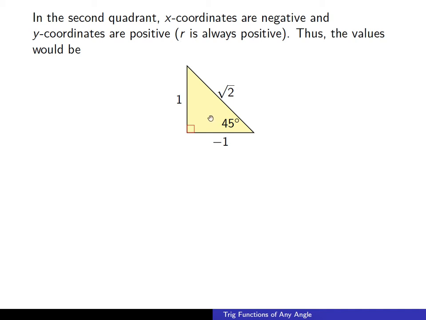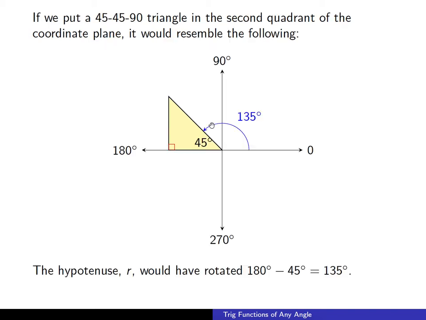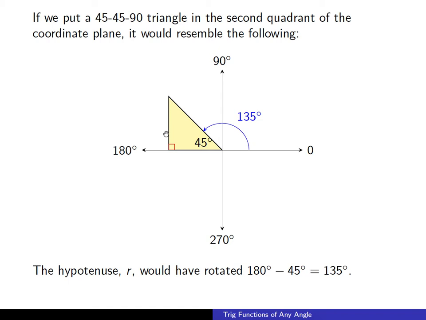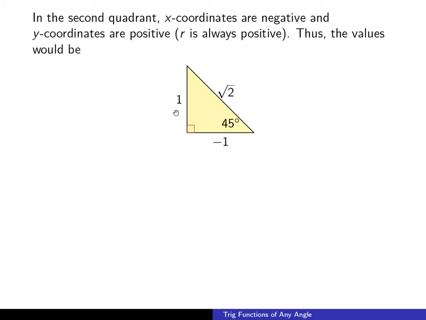So our 45, 45, 90 triangle had a hypotenuse with a length of the square root of 2. And then opposite each of the 45-degree angles was 1. But in the second quadrant, since it's on the negative x-axis, this 1 becomes negative 1. And in the second quadrant, our y values are positive. So this height of the triangle is going to remain a positive 1. So by placing these 45, 45, 90 triangles and 30, 60, 90 triangles in the coordinate planes, we get positive and negative values of x and y.